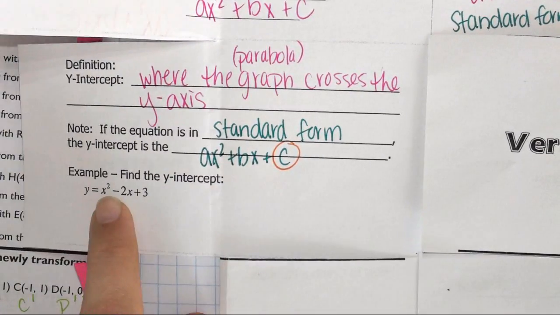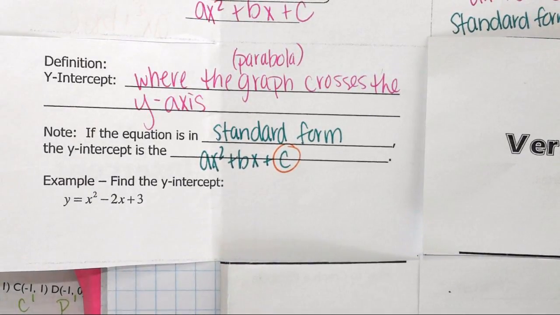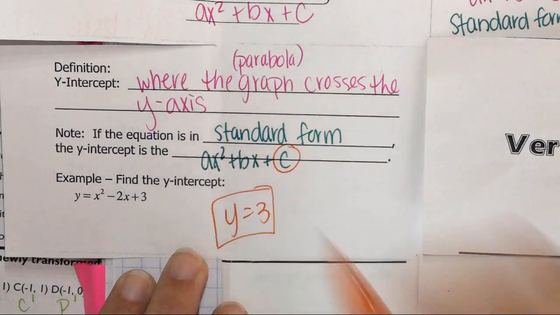Now, what's the y-intercept? Is this in standard form? C. So what's our y-intercept? 3. Good. Take a point. That's it.